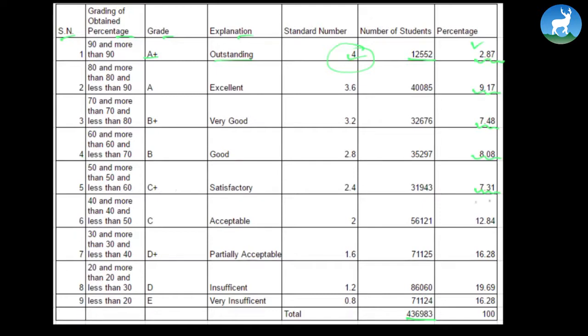Now here comes the twist. C, which is considered as an acceptable form of marks, is quite average, and we have 12.84% of average people in that. Now we have 16.28% in D plus, and finally the maximum, that is 19.69% is in D, which is quite an insufficient level of performance. Finally, we have 16.28 in E, which is very, very poor. That is what we have right now in the table.